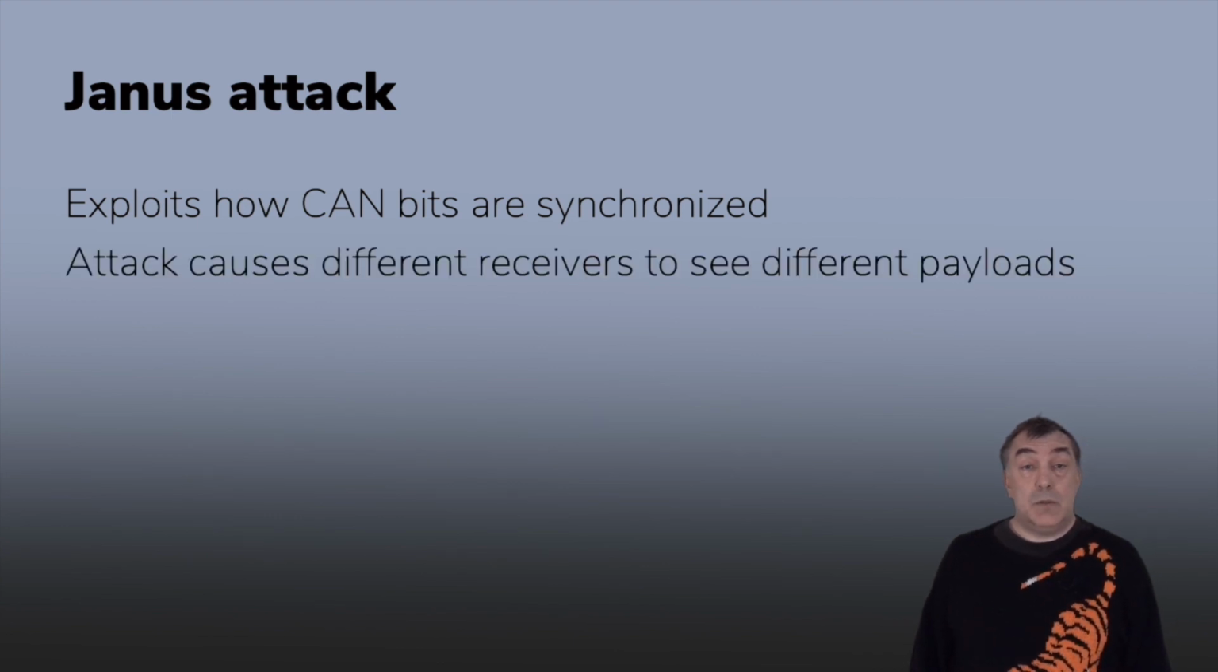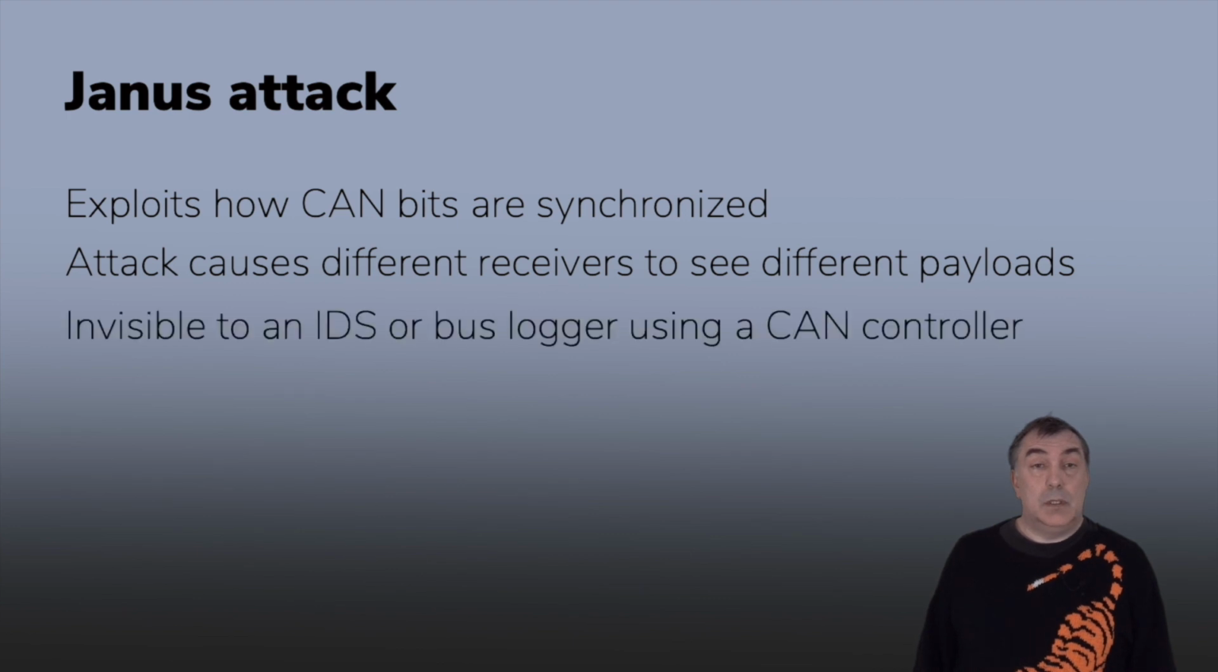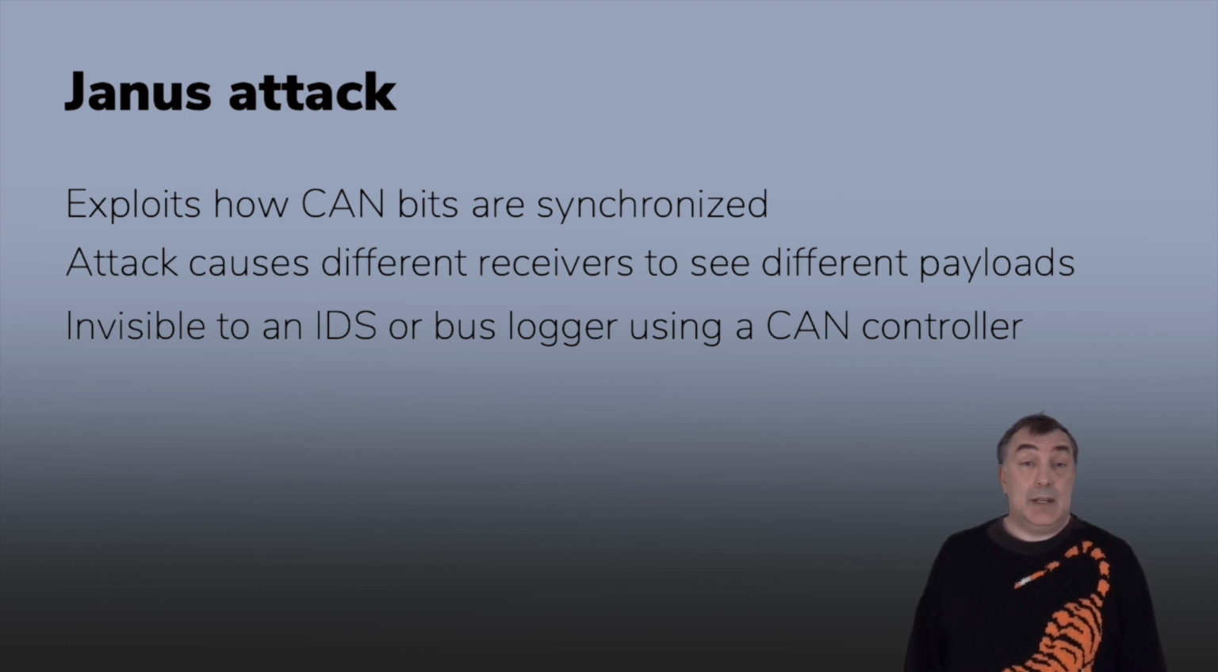The attack can be used to make a bad frame invisible to an intrusion detector or bus logger if it uses a regular CAN controller. It also breaks the atomic multicast property of CAN, so it would be possible to send different payloads and get different receivers to act differently. If they were instructed to move an actuator in different directions, then that could cause real physical world problems.